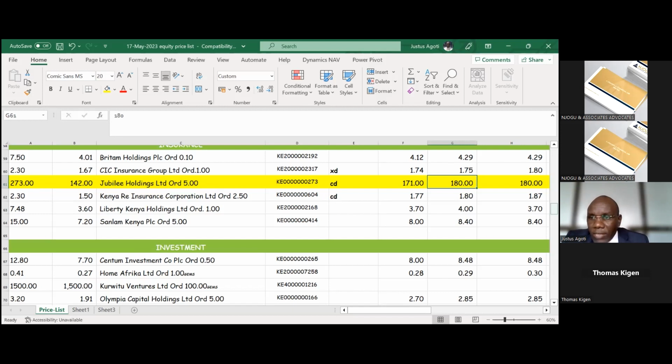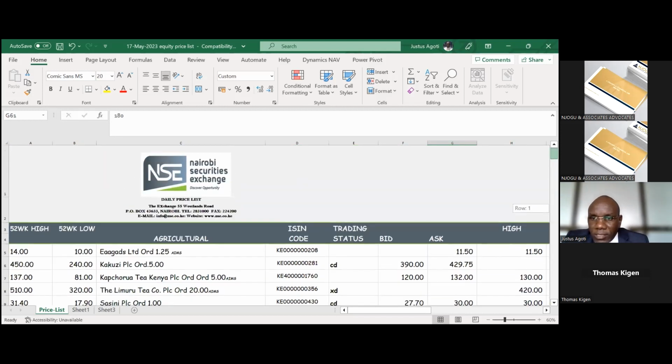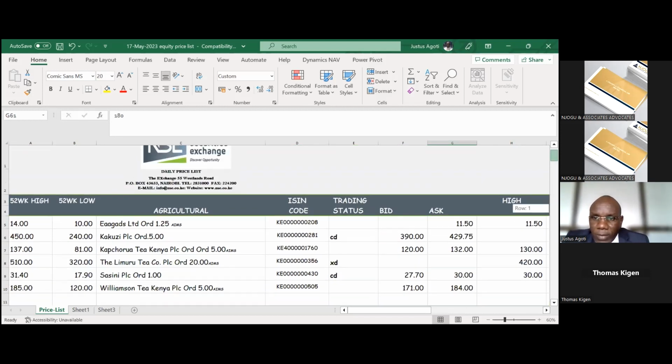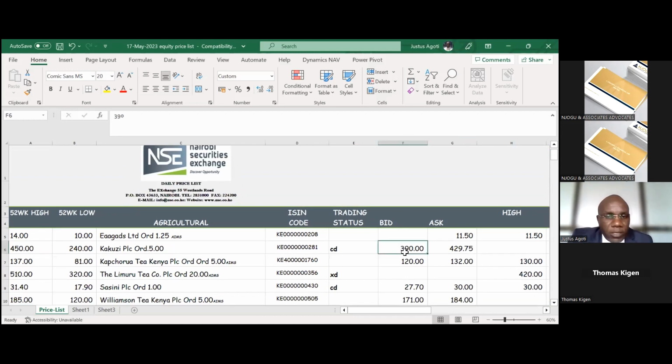Right? So as of yesterday, 17th, the bid price is the price at which the share was being bought. The ask price is the price at which the share was being sold at. You can see here trading status and then something CD. CD means cum dividend, meaning the company has declared a dividend and it's currently trading with that dividend, right? And that dividend is usually paid at a certain point.